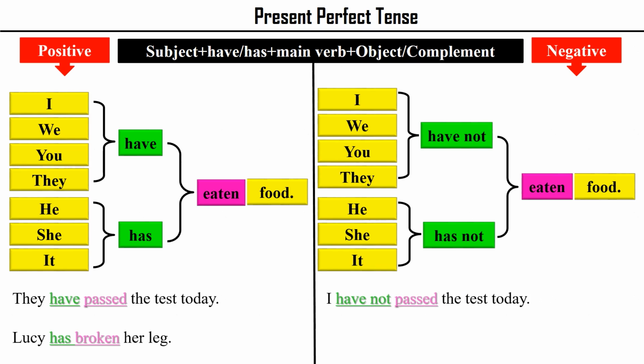Let's look at some more examples. I have not passed the test today. It is the negative form of they have passed the test today. Lucy has not broken her leg. It is the negative form of Lucy has broken her leg.